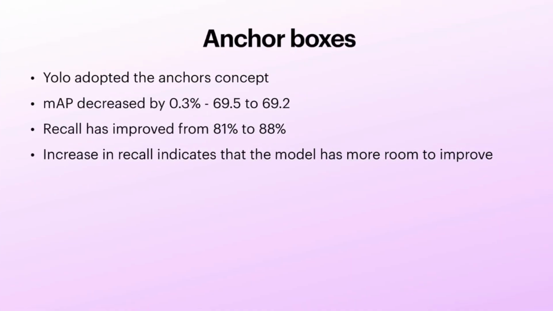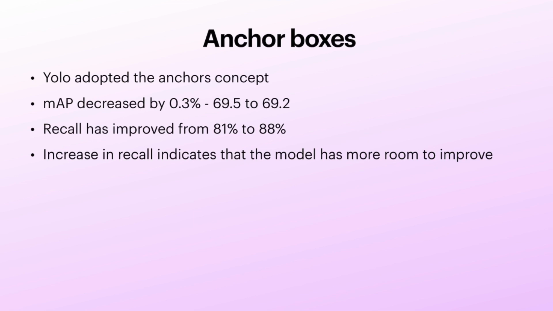So YOLO also adopted this anchors concept. This results in slight MAP drop by 0.3%. It has reduced from 69.5 to 69.2. Even though MAP has reduced, they have observed that recall has improved. Recall means the chance of detecting the objects, right? That means it is not missing the objects anymore. So this also indicates that the model has more chance for improvement.